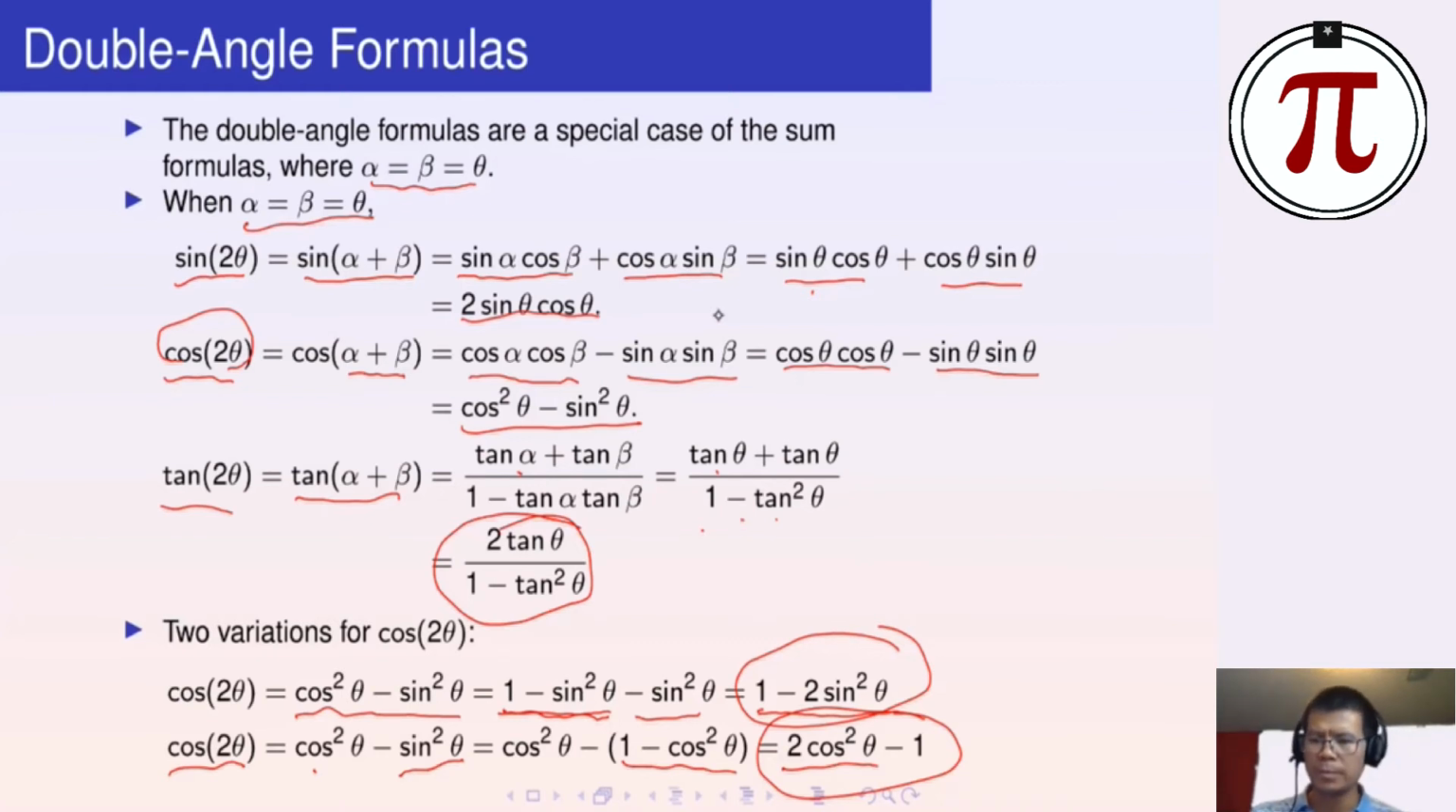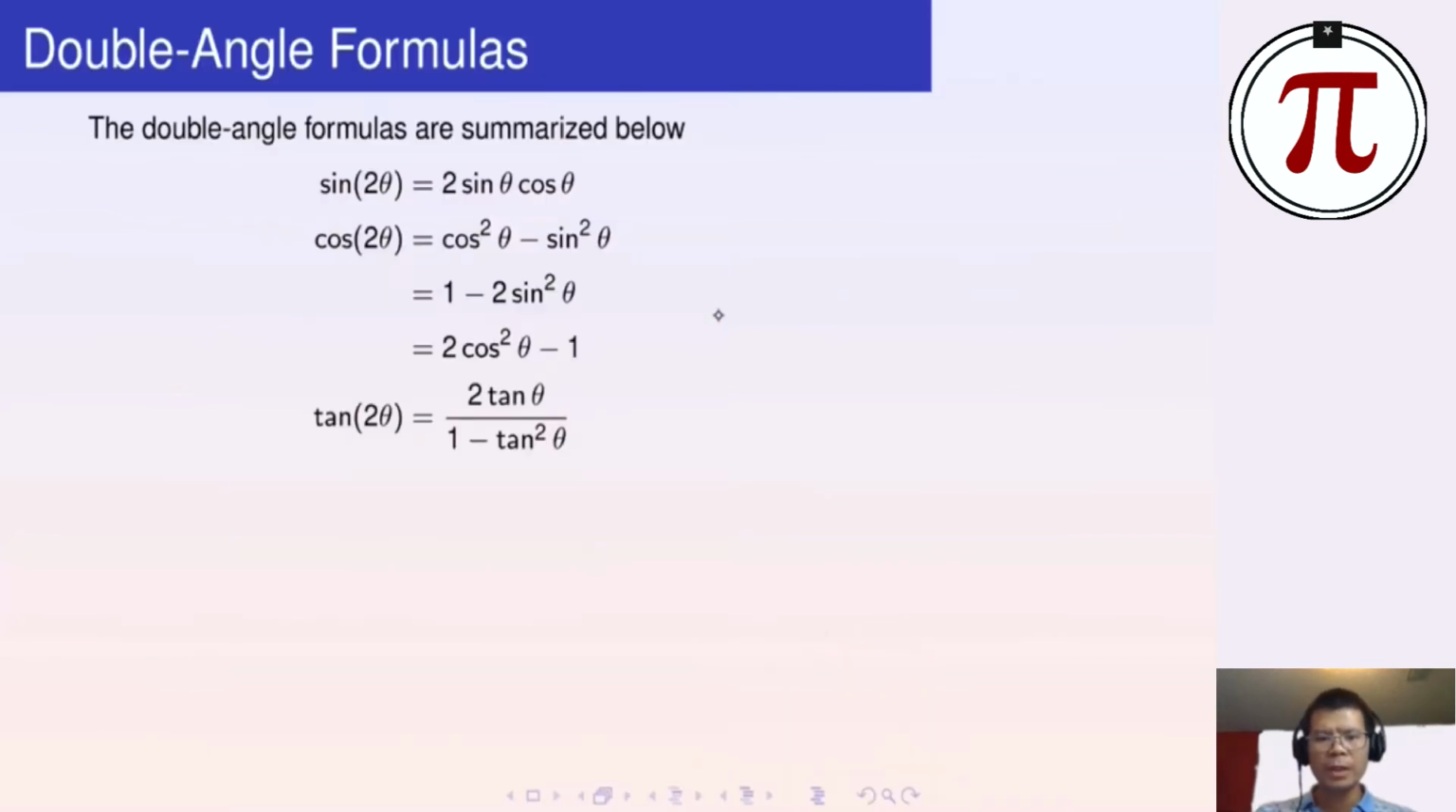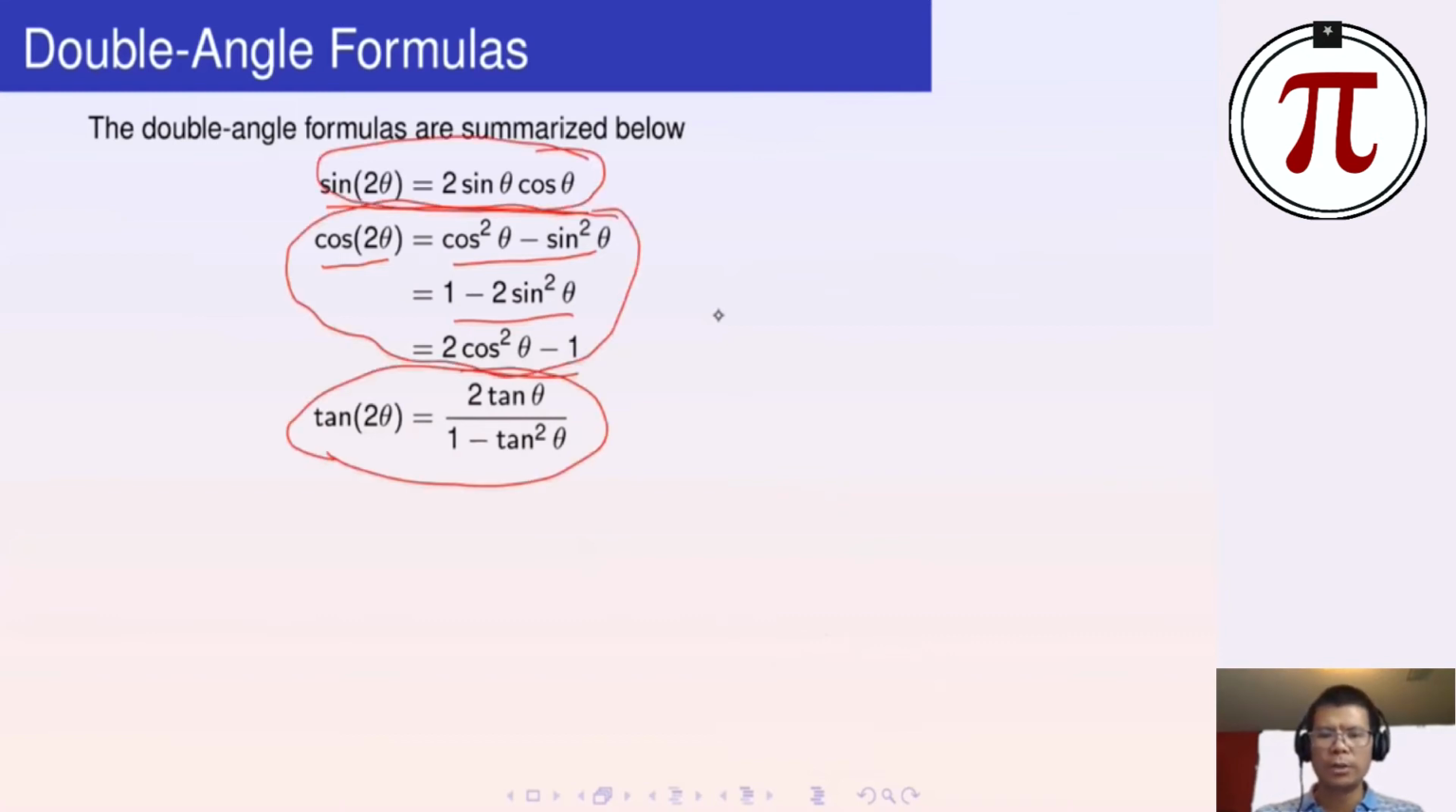This is what we have. Cosine 2 theta equals this one or this or this. Tangent 2 theta equals this. Yes, these are the formulas we have. So these are the double angle formulas.